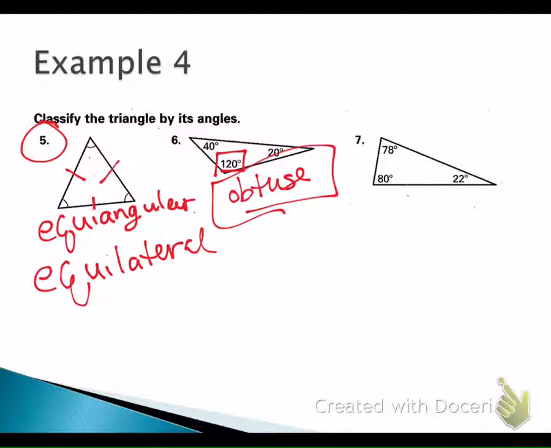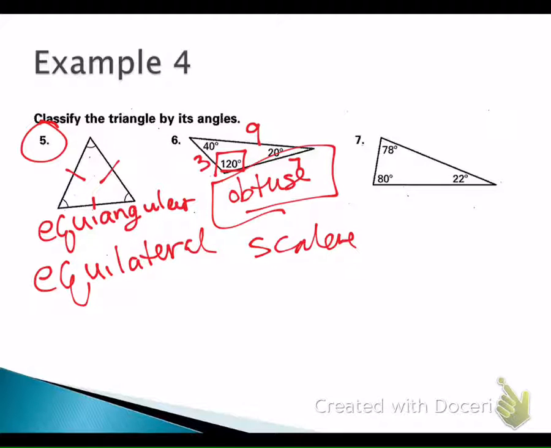Do both for what? Like, it'll say by angles and by sides. So, let's say this one was like 3, 7, 9. What would you say? If all the sides were different, you would say scalene. That's what I mean by both on the homework. It'll say classify by angles and by sides. But here they're not giving us the side lengths.